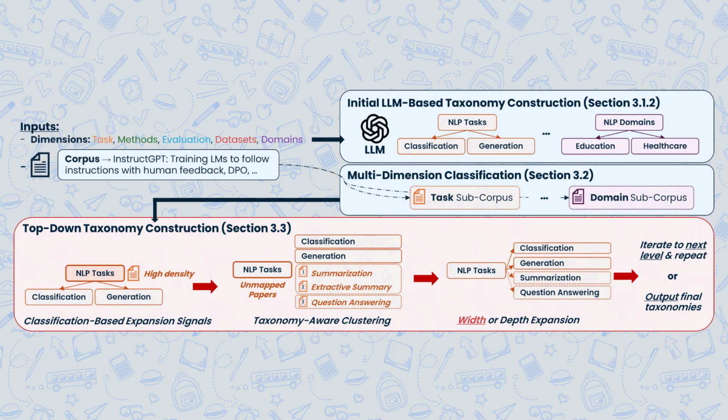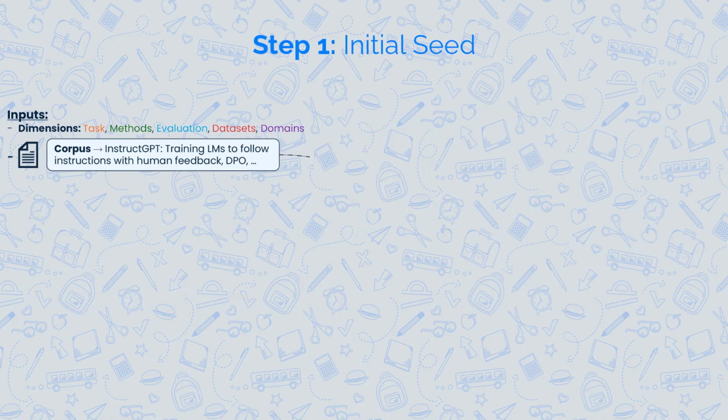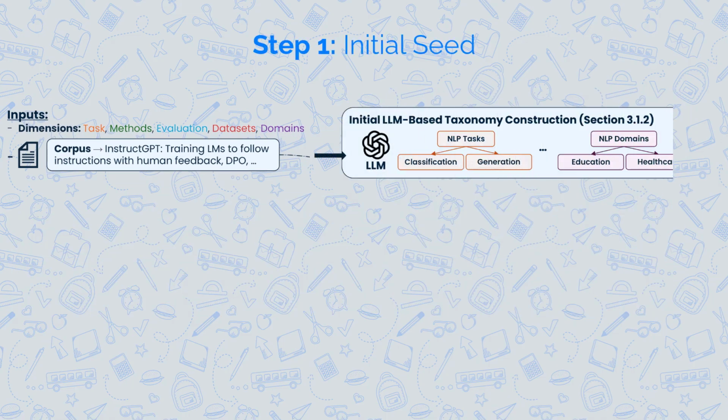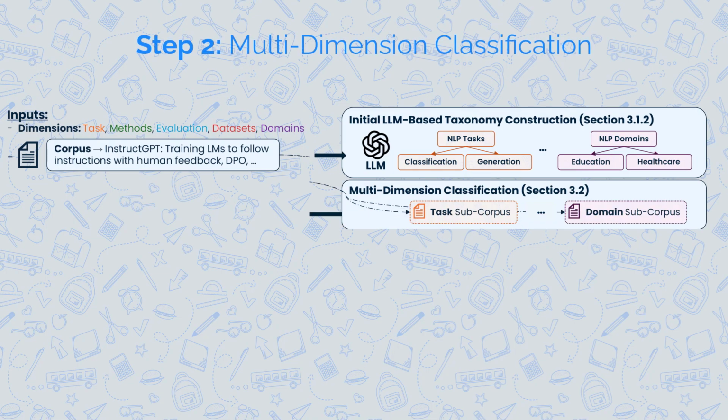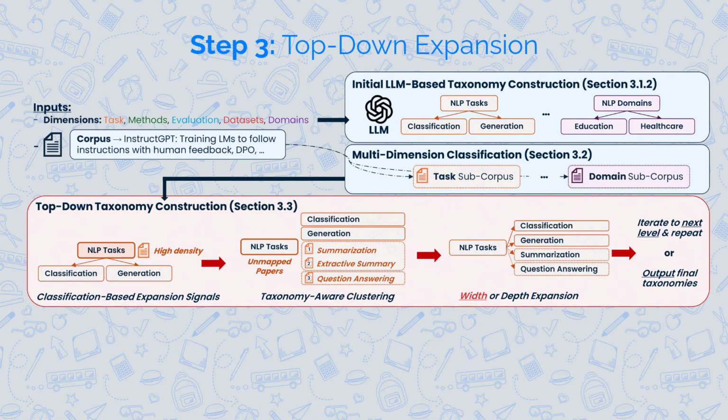TaxoAdapt tackles taxonomy construction in three core steps. First, we take an initial seed. We prompt an LLM once to create a single-level taxonomy for each dimension. Step 2 involves multi-dimensional classification. We partition the corpus so that every paper is routed to all of its relevant dimensions. The third step is top-down expansion.